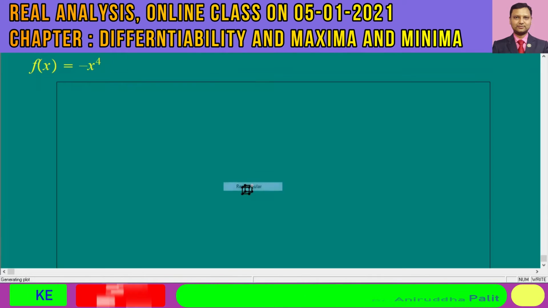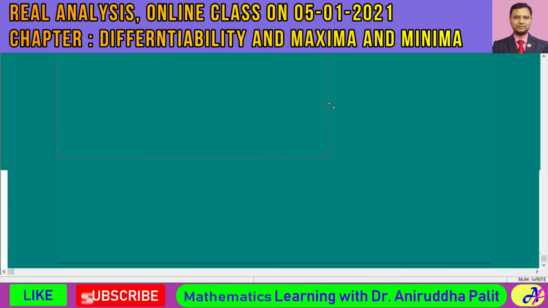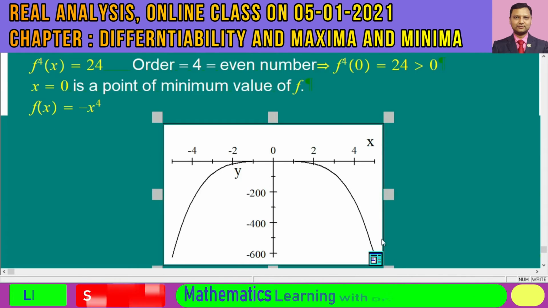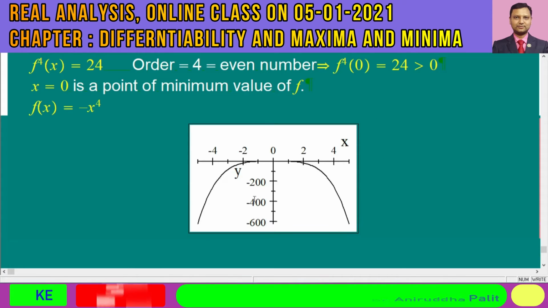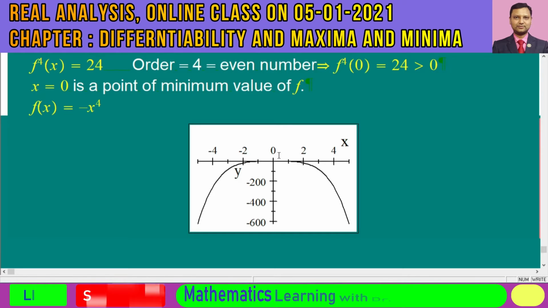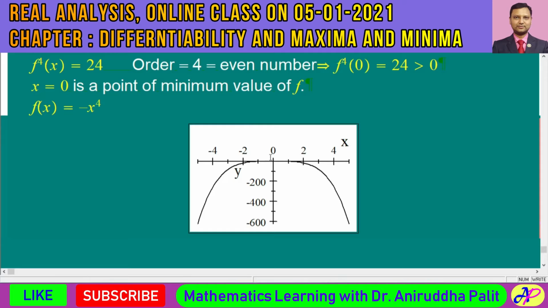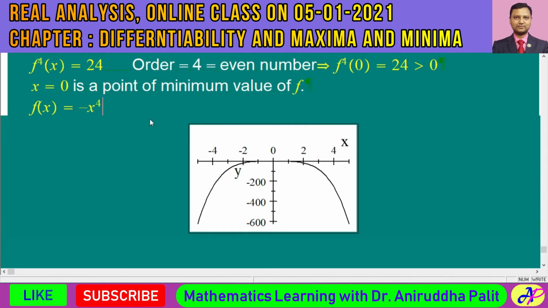In that case, this would be the curve. Let me minimize it a bit. Yes, this would be the curve of the function f(x). And look at this curve. It is clear that the function has maximum value at the point x is equal to 0. And in such cases, what to do?